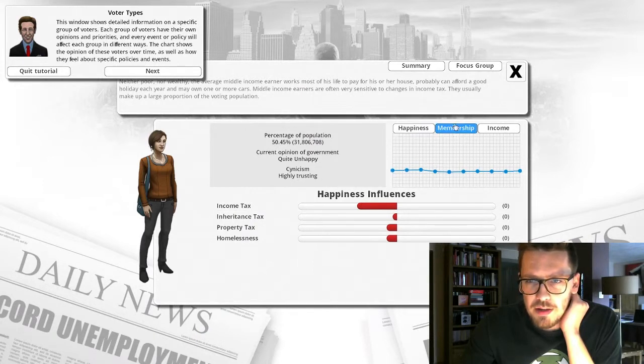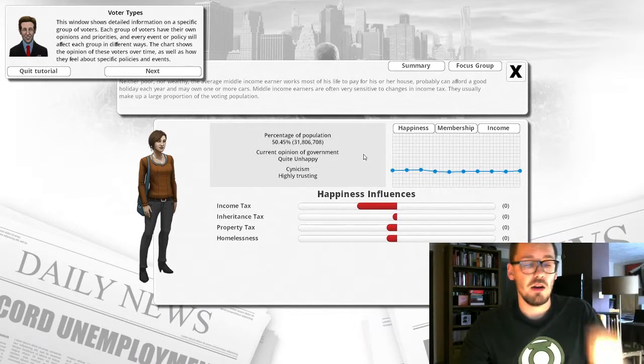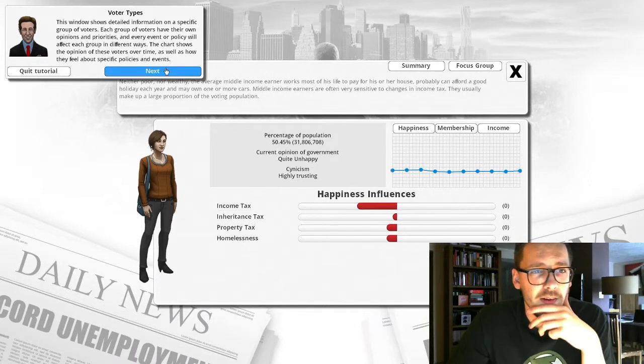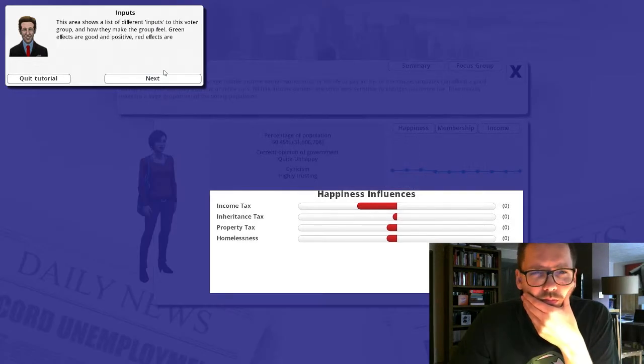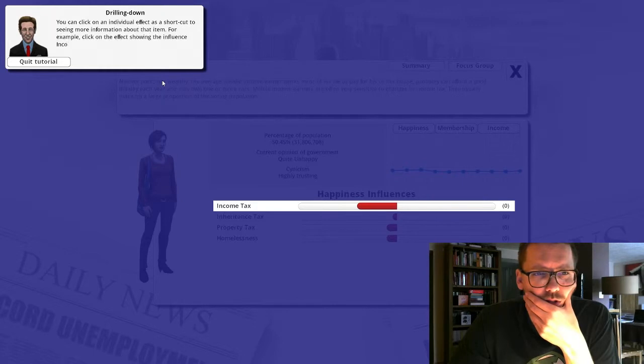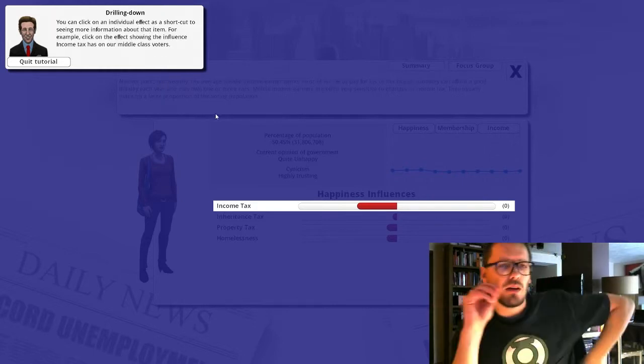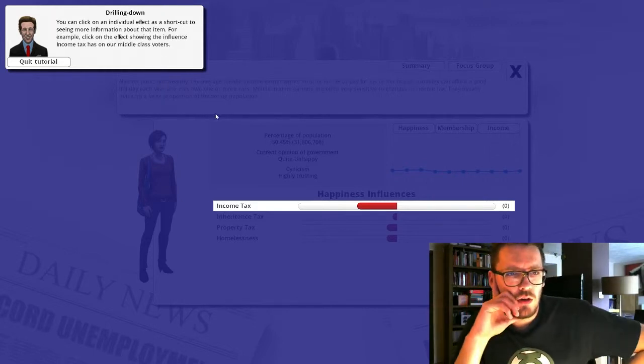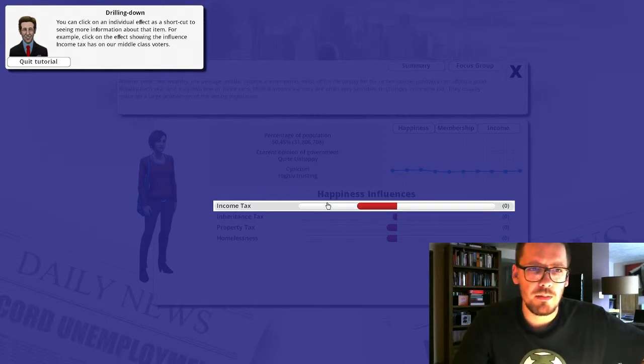Oh, this is their happiness. So, they're moderately happy. They're quite unhappy, because they have to pay taxes. Yeah, nobody likes to pay taxes. Green effects are good and positive, but these guys are just unhappy. You can click an individual effect as a shortcut to seeing more information about that item.